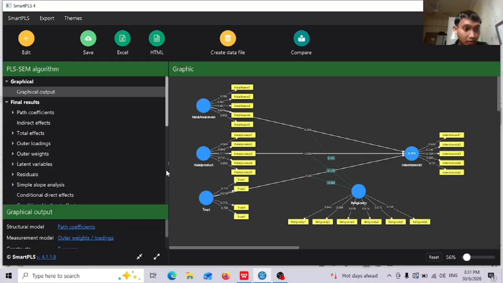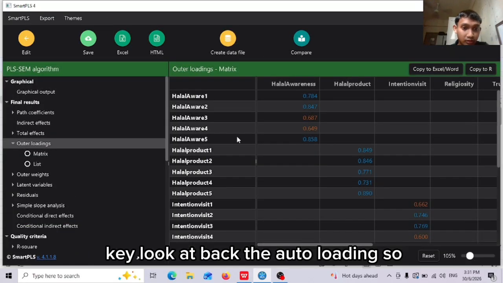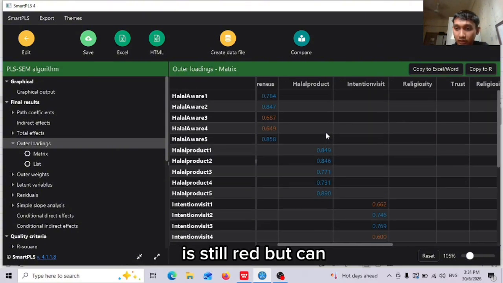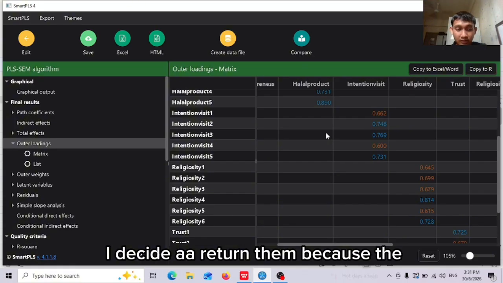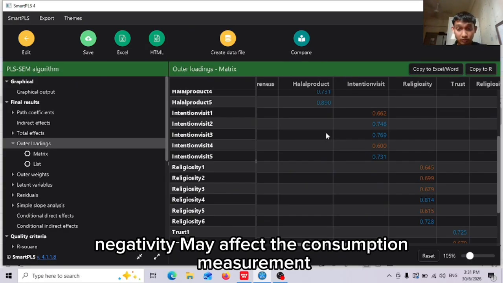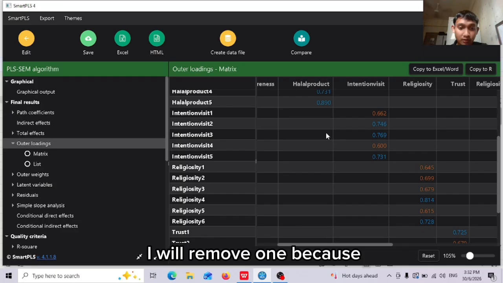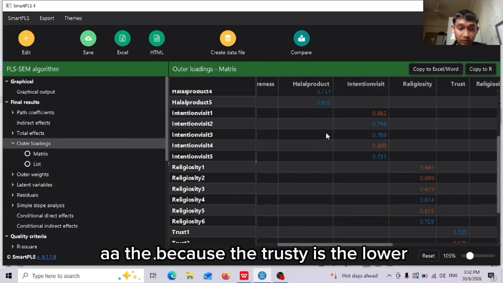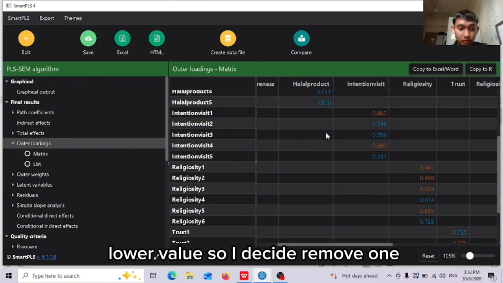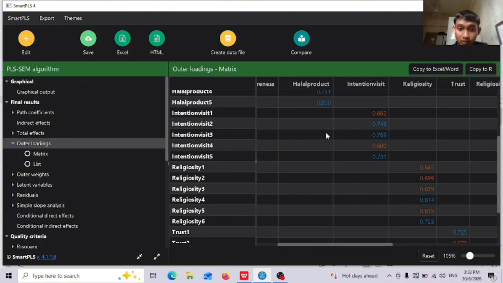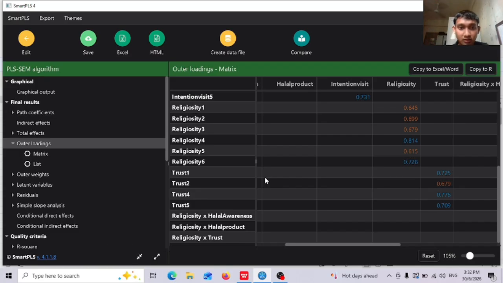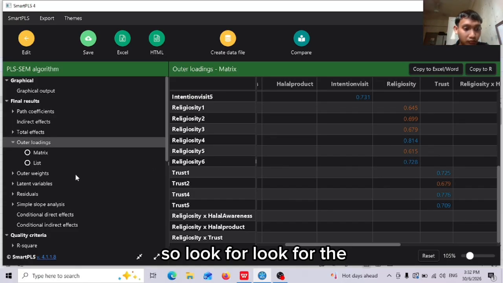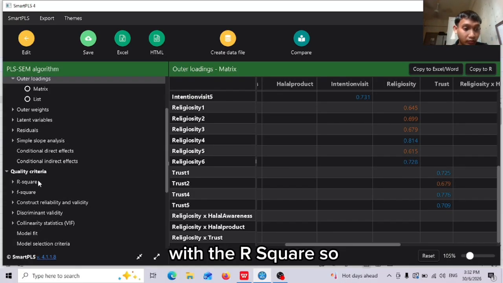Looking back at the outer loadings, some are still red, but they can be accepted. I decided to remove only one indicator because the indicator may affect the construct measurement, and trust 3 had the lowest value. A loading of 0.600 is low but can still be accepted, so I do not remove any more.